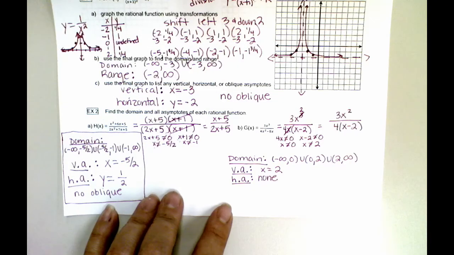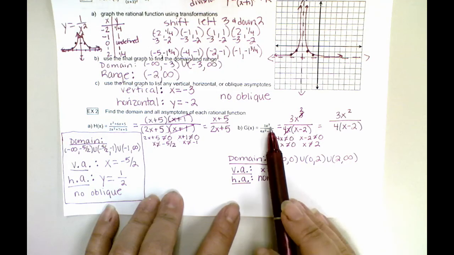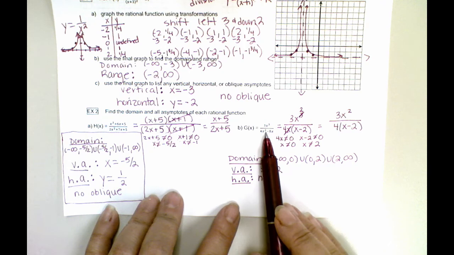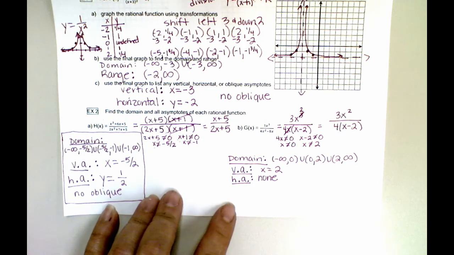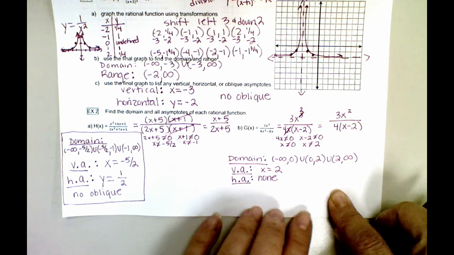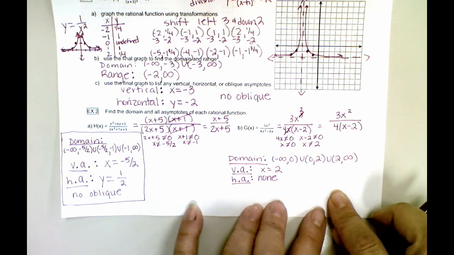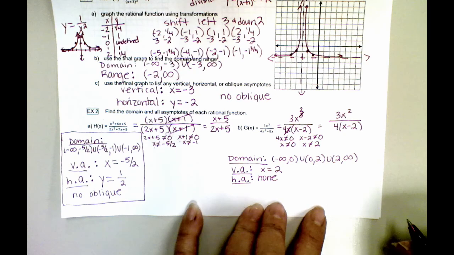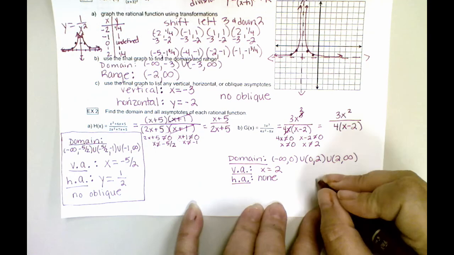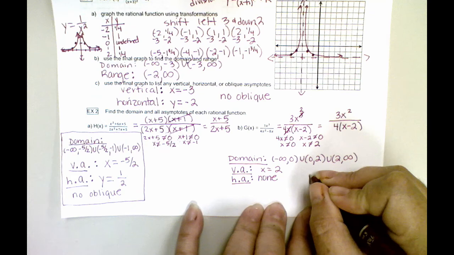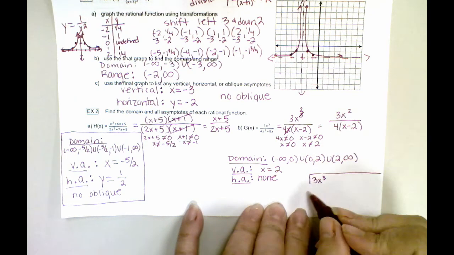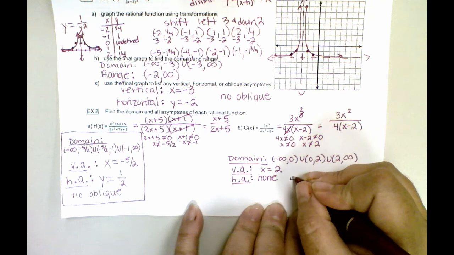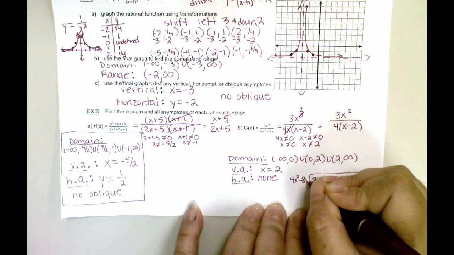So degree of the numerator was 3. The degree of the denominator was 2. 3 is one more than 2. So that means I need to do division to find an oblique or slant asymptote. So polynomial long division, I have to do 3x cubed divided by 4x squared minus 8x.